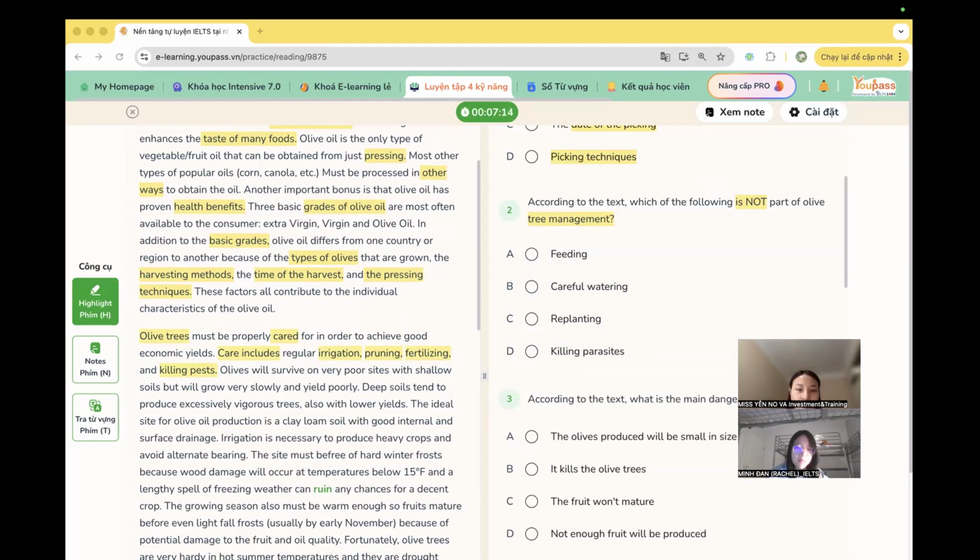Management means the caring. This is water, the water system. How they cut, pruning, that means cut and trim. Fertilize, that means you put more ingredients to feed the development, like using animal waste, and killing pests, the insects. So you don't see them talk about replanting, right? Yeah. So that will be the answer, replanting.